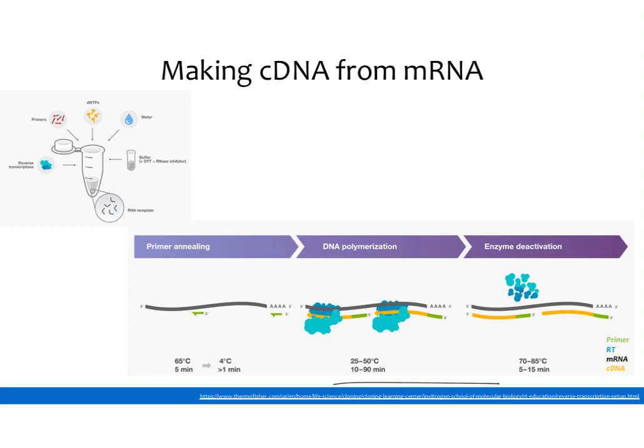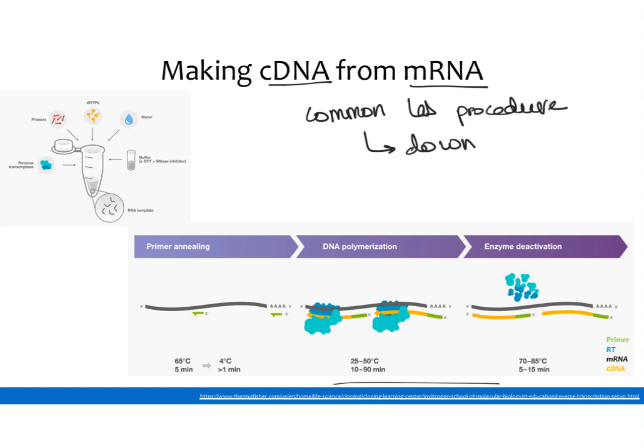So just to take a little bit of a closer look at making cDNA from mRNA, because as we discussed, this is a very common lab reaction because we want to use it for downstream applications. A very common example of this is PCR. So the way this reaction works is you have a tube, and this tube has your mRNA in it. So this is your template that you're making the cDNA from.